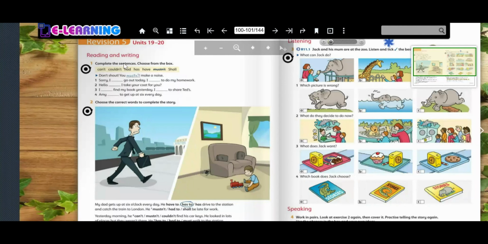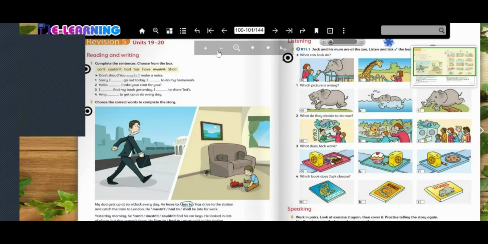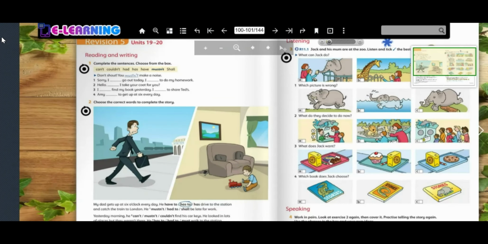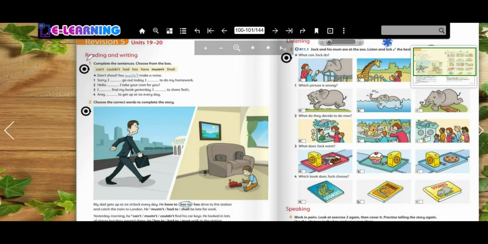Okay, move on to revision 5. Revision 5, page 100. So I want you to pause the video and complete exercise 1 and 2. All right, and then we check the answers.